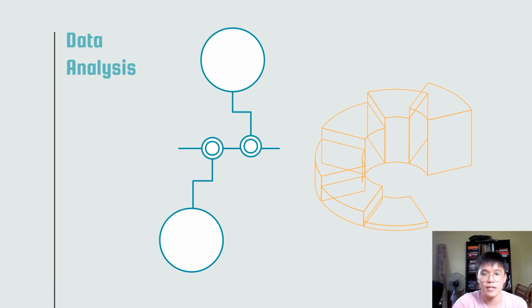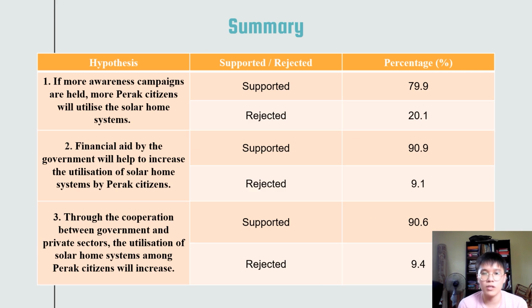Next, the data analysis. The opinions of the respondents toward the hypotheses in our research are collected via the survey and the percentage is calculated. For hypothesis 1, we have 79.9% of the respondents supporting the statement that when more awareness campaigns are held, more Perak citizens will utilize the solar home system.